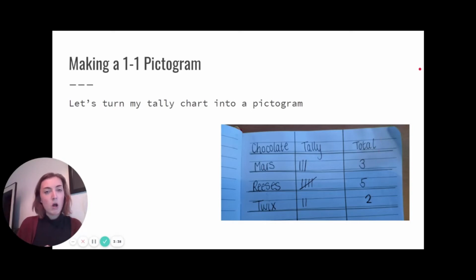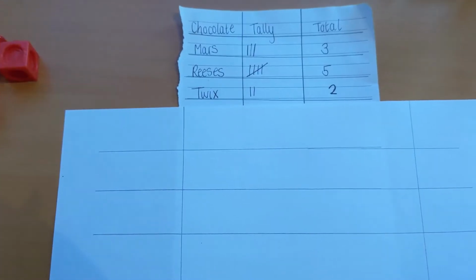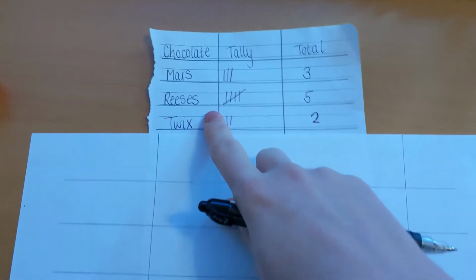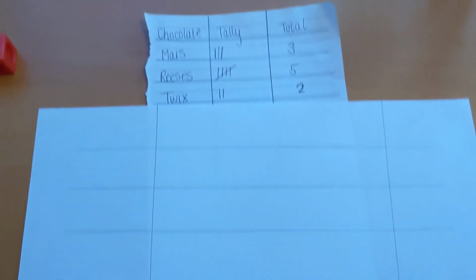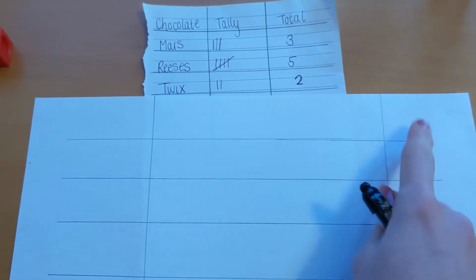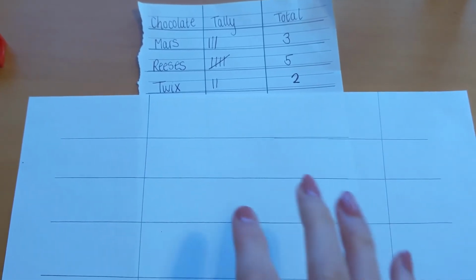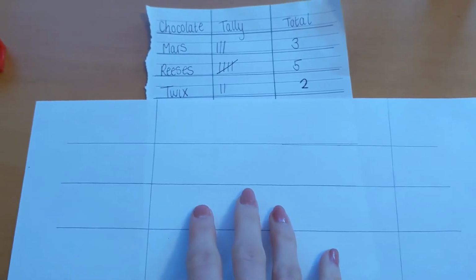Let's make a 1-to-1 pictogram. We're going to turn my chocolate tally chart into a pictogram. So I have my tally chart from yesterday. I'm going to try and turn it into a pictogram. So I need the same number of columns, but I've made my middle column wider because this is going to have my pictures in it.